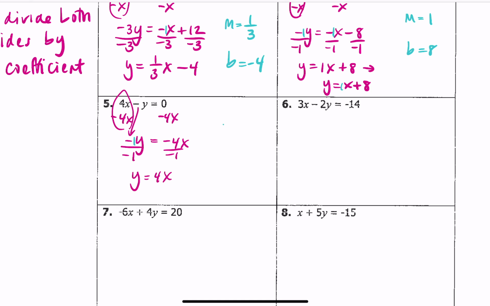So this is where it's tricky. I know my slope is 4 because that's what's sitting in front of x, but I don't have a plus b. Well, what does that mean? I have plus 0, so b is equal to 0.